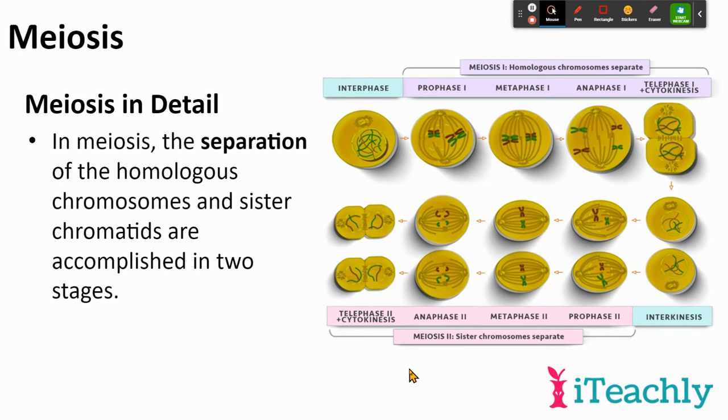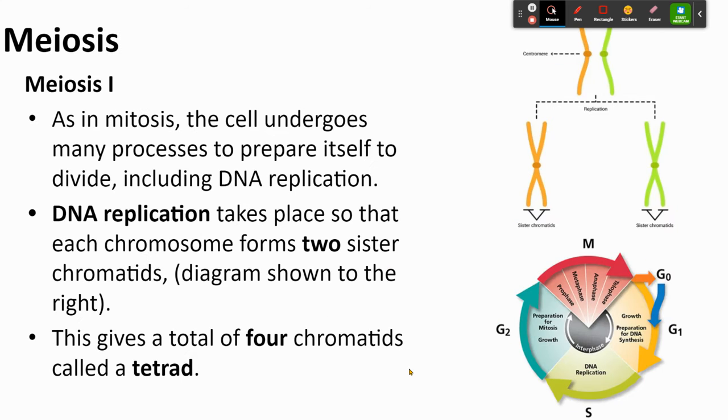Okay, so they're going to go through this step by step. So in meiosis, the separation of the homologous chromosomes and sister chromatids are accomplished in 2 stages. So this is meiosis 1. So in meiosis 1, the cell undergoes many processes to prepare itself, so this is where this happens during this S phase right here.